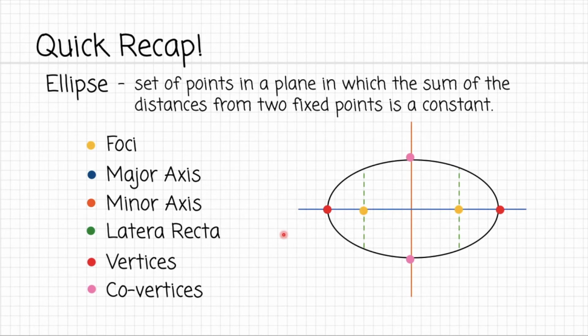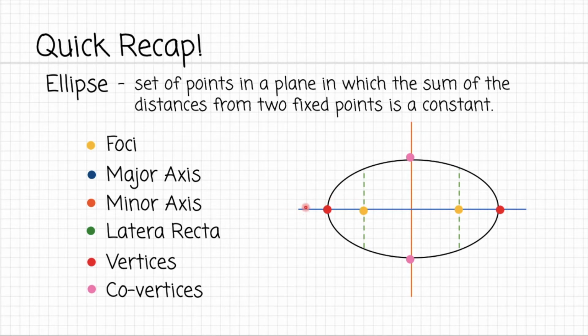Firstly, let's do a quick recap about what an ellipse is and some of its basic parts. So an ellipse is a set of points in a plane in which the sum of the distances from two fixed points is a constant. So these colored dots right here already correspond to these colors on this ellipse and graph right here.